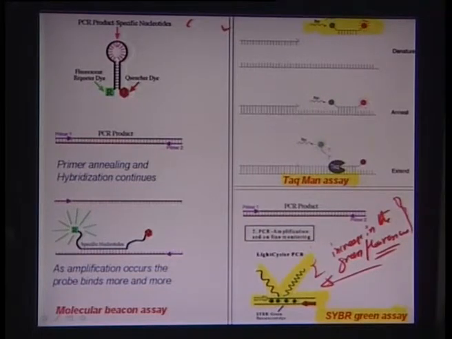Then there is an annealing which happens at a certain temperature, where the primer goes and binds to one flank or one end of the DNA, and beyond that there is an enzyme which starts cleaving off whatever is there on this particular end, this end group, and starts extending the DNA molecule in this fashion. So this is what the Taq enzyme does.